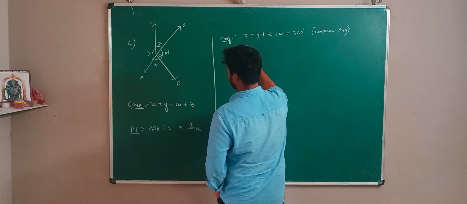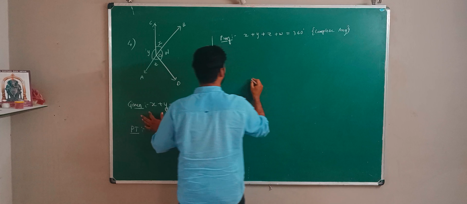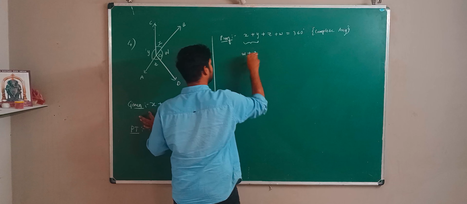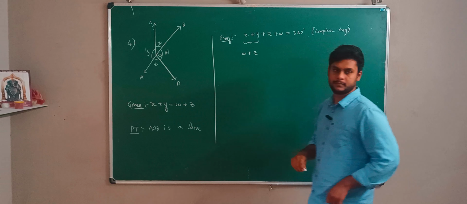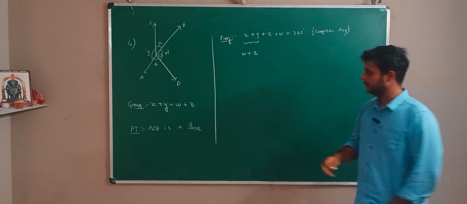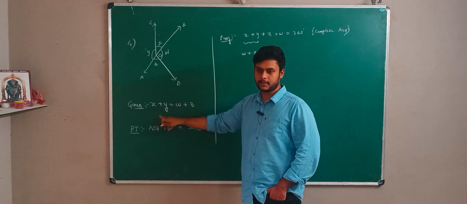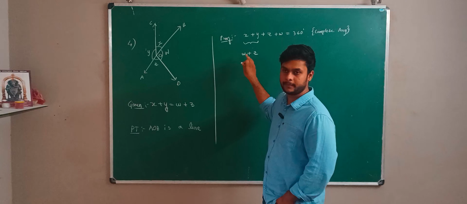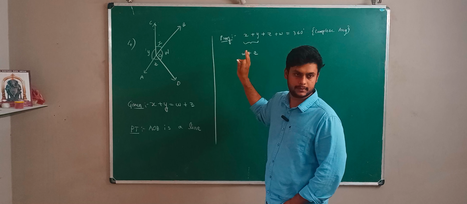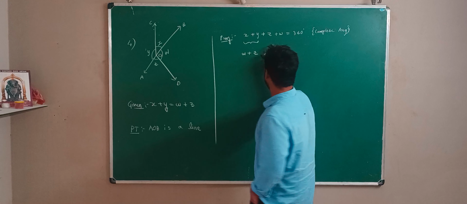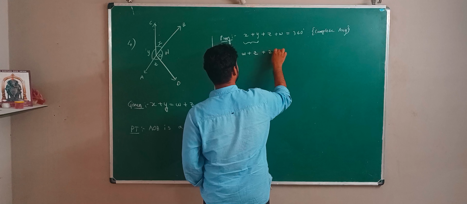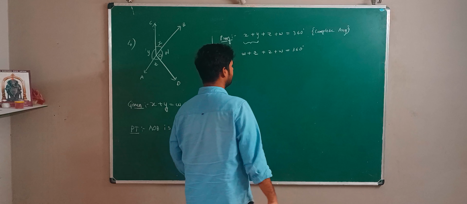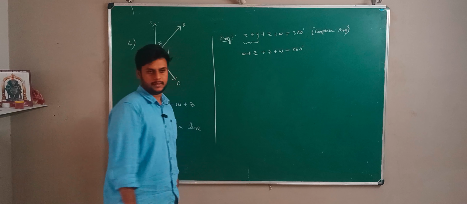Now, what is given for me? X plus y is equal to how much? W plus z. Yes or no? It is given, no? So what I did, x plus y, I shifted it and made it w plus z. Understood? Now what is remaining? Plus z plus w is equal to 360 degree. Correct? Understood what I did?